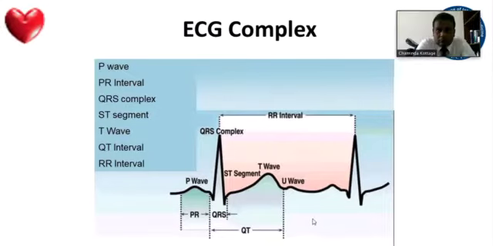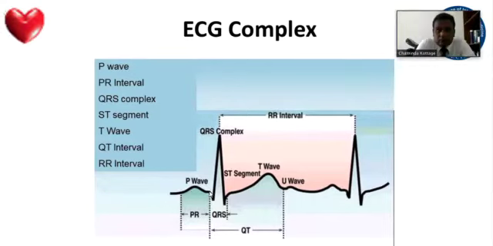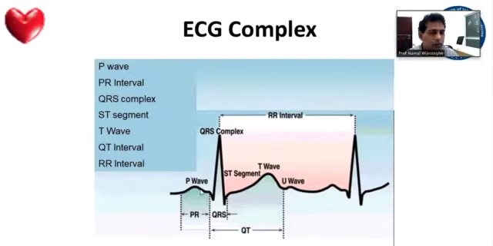Now, before I show you some ECGs, we need to know the basics of ECG and various waves and the intervals. I'm sure we know these from your physiology days, but just for completeness' sake, I'll show you. There is a P wave, which indicates the depolarization of the atria, the QRS indicates the depolarization of the ventricle, and the T wave indicates the repolarization of the ventricle.